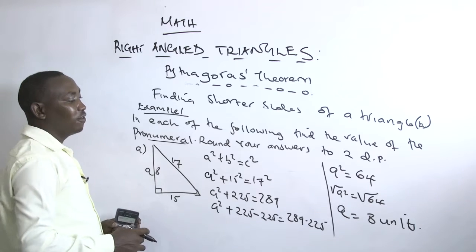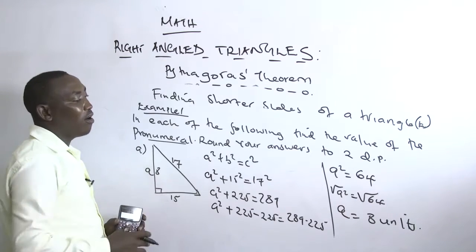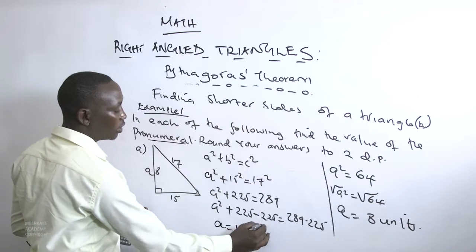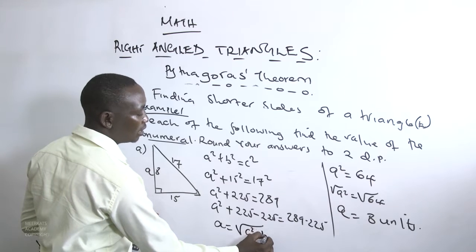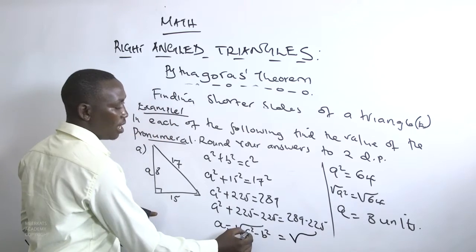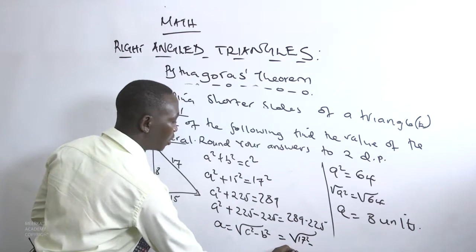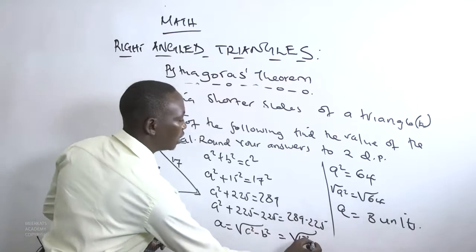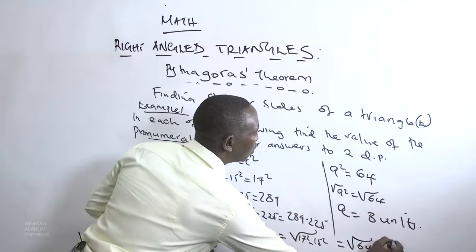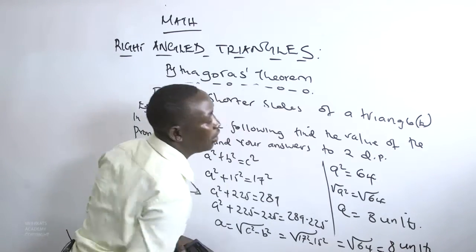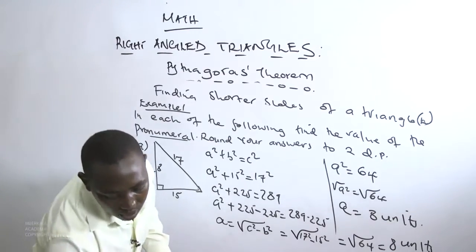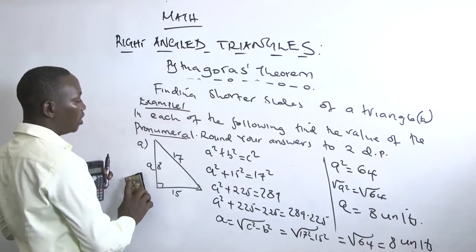Alternatively, we could have just substituted into our formula directly. Our formula for finding A was the square root of C squared minus B squared. So this would have given us 17 squared, subtract the other shorter side, which is 15 squared, which would have been the square root of 64 again, which would have been 8 units. So the two methods or approaches are accepted. Part B of the question.